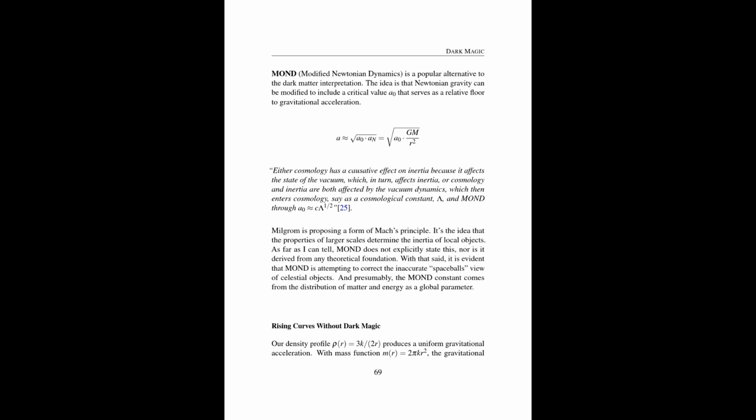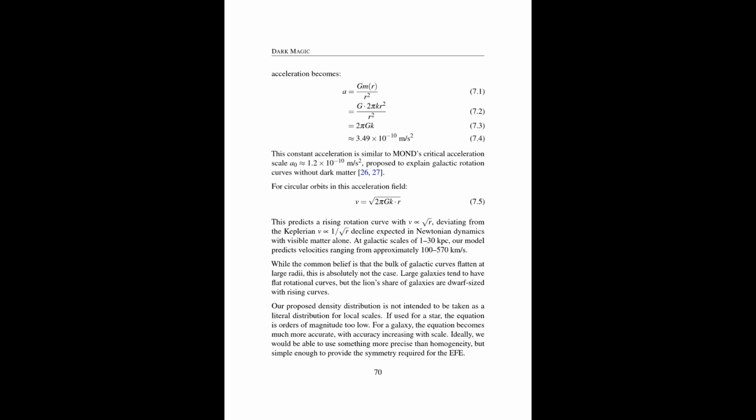Rising curves without dark magic. Our density profile, rho of r equals 3k divided by 2r, produces a uniform gravitational acceleration, with mass function M(r) equals 2 pi k r squared. The gravitational acceleration becomes a equals G times M(r) divided by r squared, which is around 3.49 times 10 to the negative 10 meters per second squared.